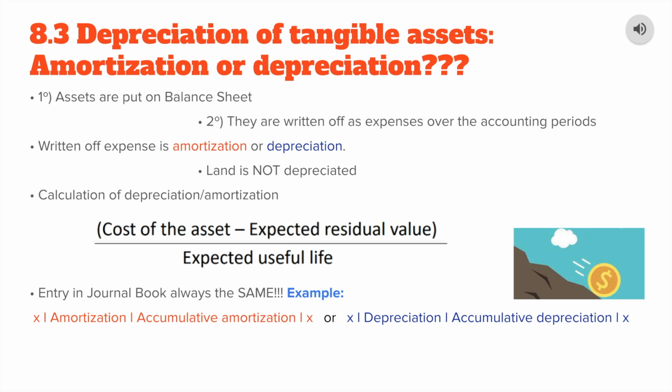The calculation of depreciation or amortization requires the following data: the cost of the asset, that can be the acquisition or manufacturing cost, the estimated useful life, that is the working life, and the estimated residual value, the salvage value. And we use the straight line method to calculate depreciation or amortization. The entry in the journal book is always the same: the quantity, amortization, then accumulated amortization, or the quantity, depreciation, and then accumulated depreciation.